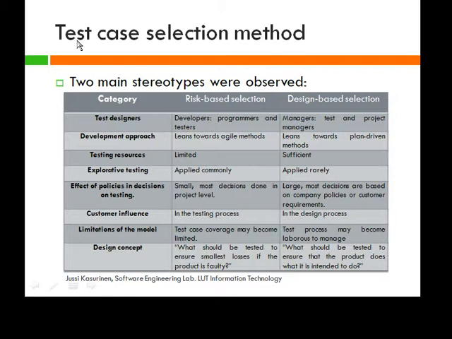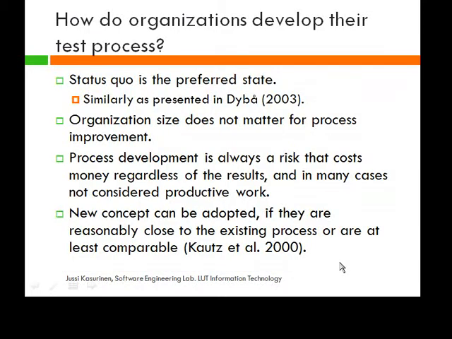And that's an interesting result because it's really two simple stereotypical categories. Of course, these aren't clear-cut, so that you are either this or this, but they are two really strong stereotypes available. So if they do that when they design their testing work, then how do they actually develop their process? How do they adopt new ideas, concepts, and new approaches?